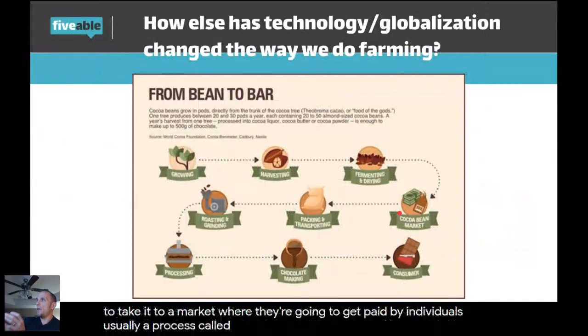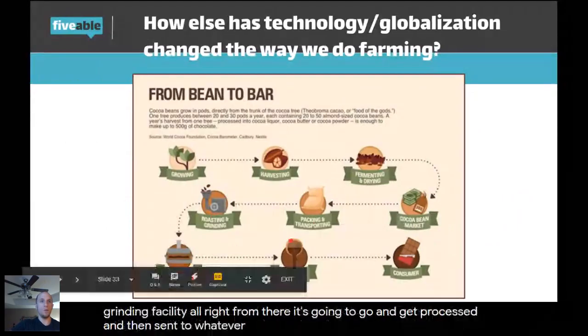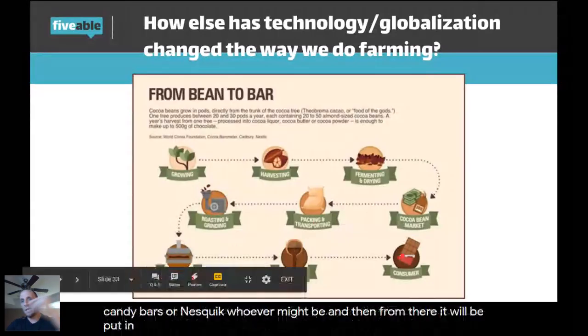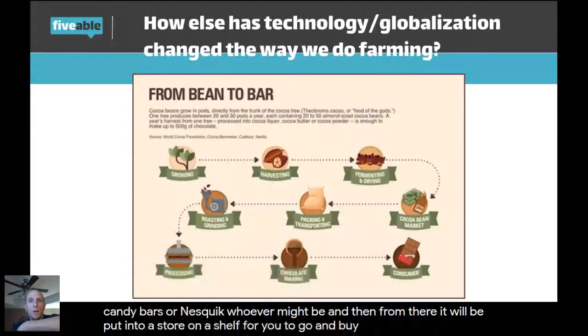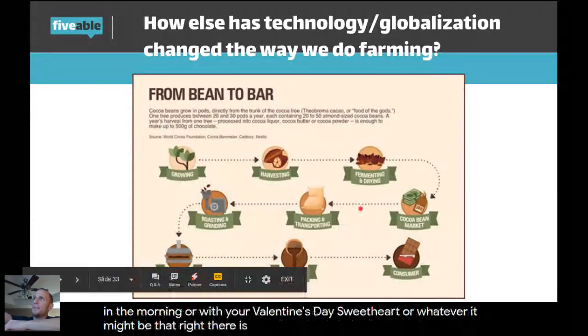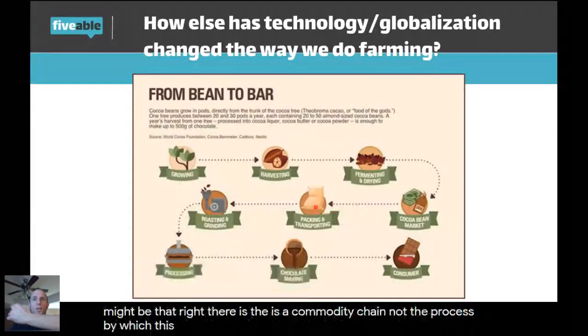And from there, the cocoa beans are going to go to a packing center where they're going to be packed for transportation. They'll be put in big burlap bags and thrown in a shipping container. Now, they're shipped overseas and brought into a roasting and grinding facility. From there, it's going to get processed and then sent to whatever company is going to use it for making candy bars or Nesquik, whatever it might be. And then from there, it will be put into a store on a shelf for you to go and buy and have with your coffee in the morning, or with your Valentine's Day sweetheart, or whatever it might be. That right there is the commodity chain, y'all. The process by which all this stuff occurs so that we can get it whenever we want it.